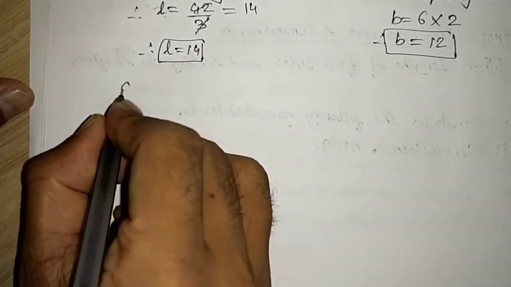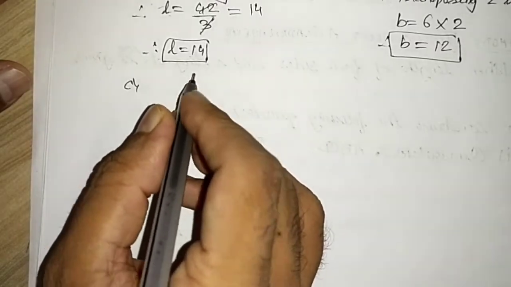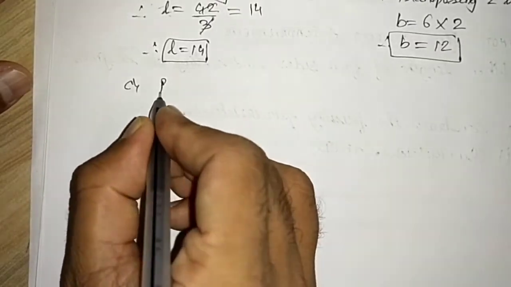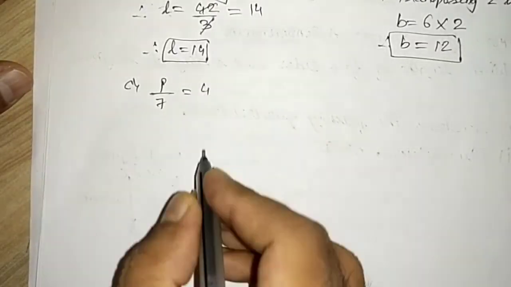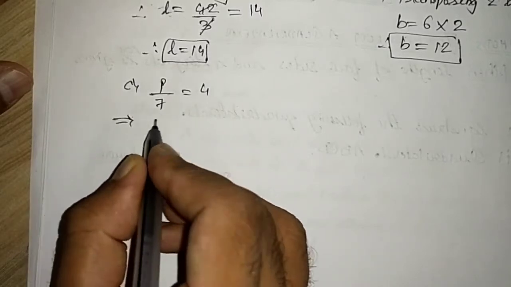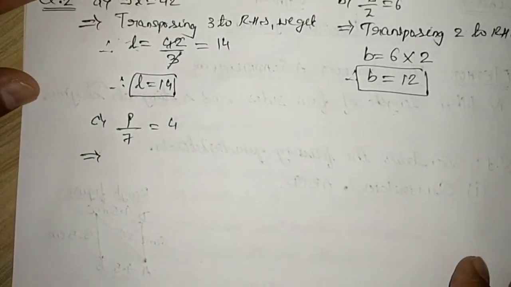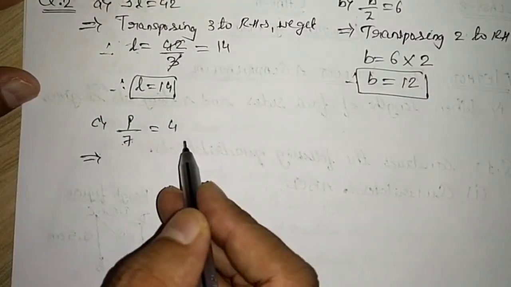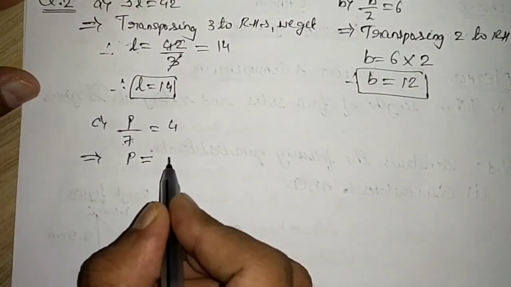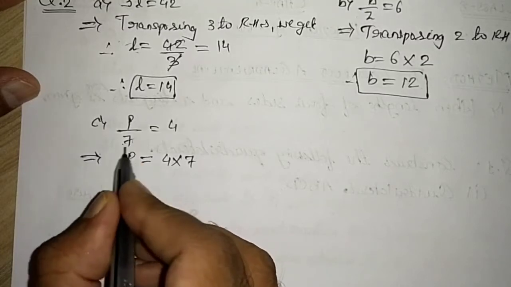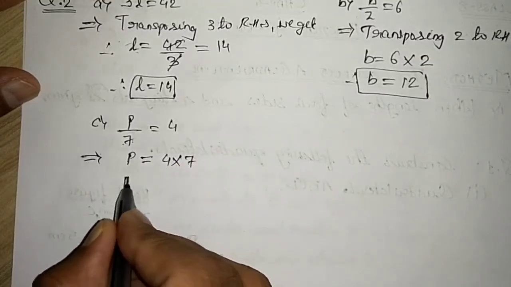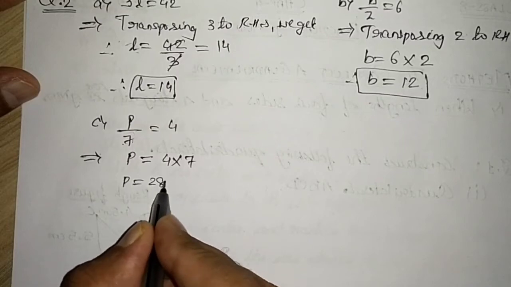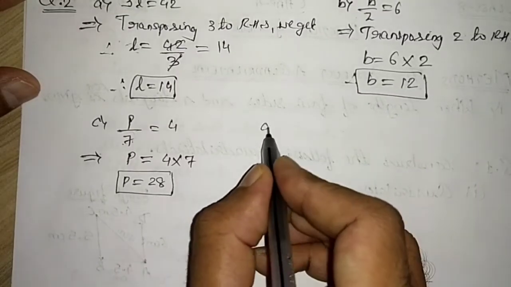Coming to part C. Part C says p divided by 7 is equal to 4. Again, now I am just telling, I am not writing. Transposing 7 to RHS, we get p is equal to 4, which is in division, so it will go and multiply, so we will get p is equal to 7 4s are 28.